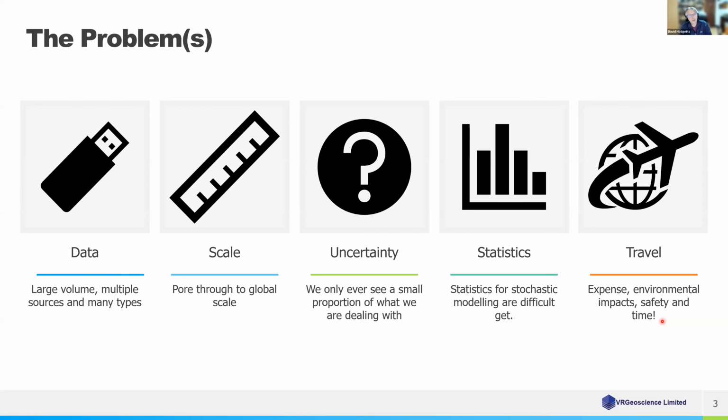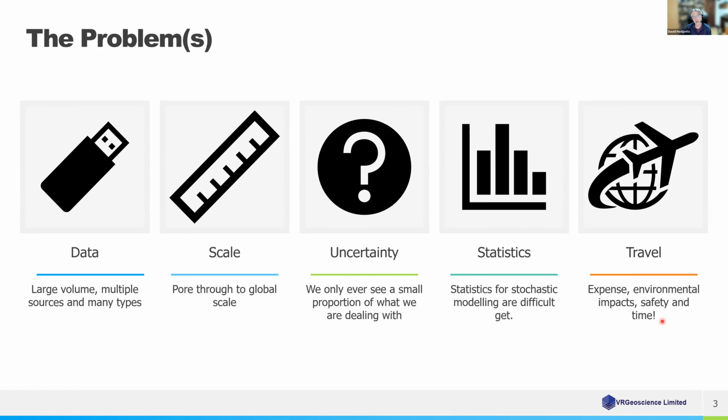So what are the problems we have when we deal with digital outcrop data? One of them is we have large volumes of data. These outcrop models can be quite big. When we start to integrate with elevation data, we get quite large data sets. We're dealing with data from multiple sources now, from LiDAR, from photogrammetry, from GPR, samples, all these sorts of things. So we have to integrate lots of different data types.